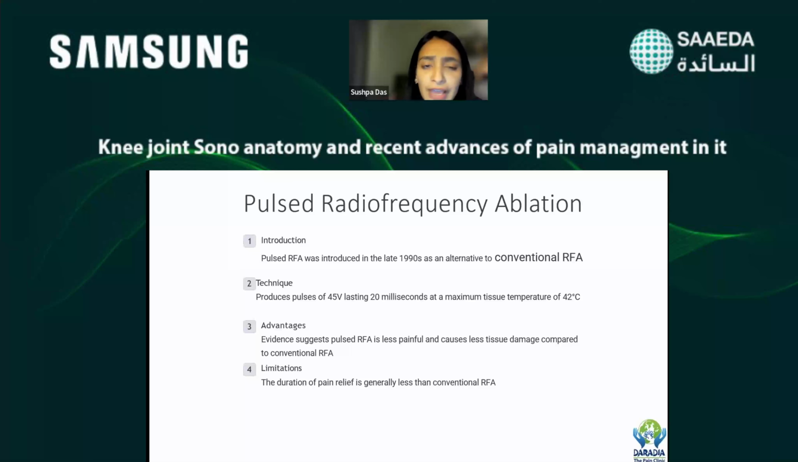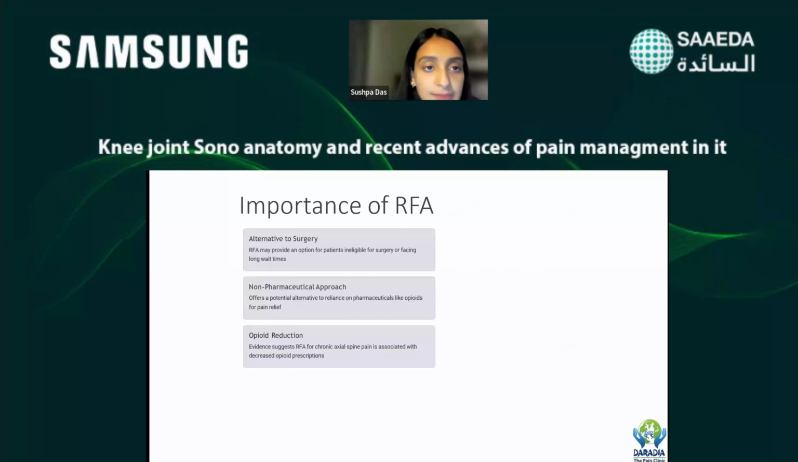And where do we use pulse radio frequency? Pulse radio frequency is mainly used where there is mixed nerve, as in sensory and motor part is involved there. But it does not have such good results in case of large joints, especially the knee joint. So we do not prefer pulse radio frequency in these cases.